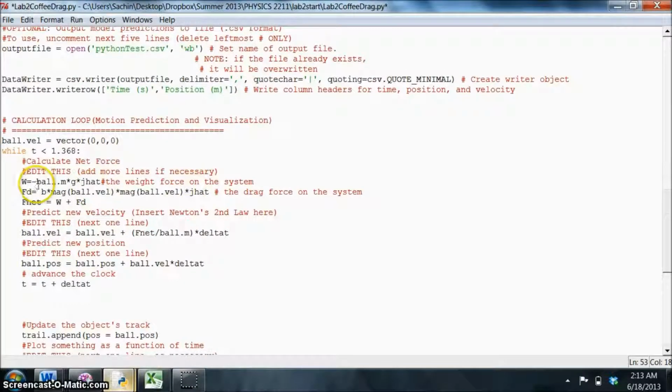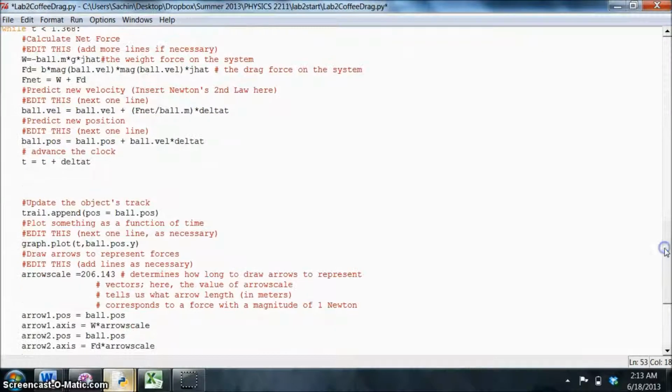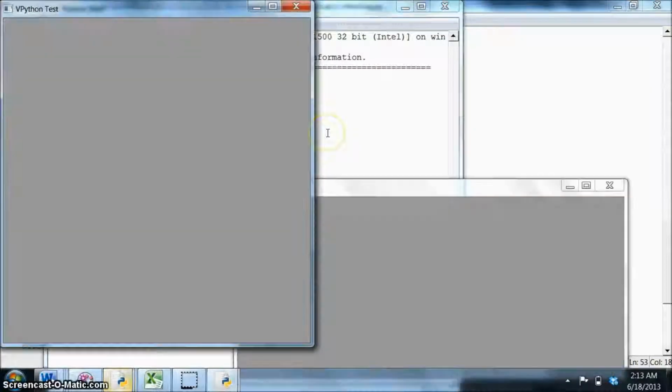So down here we have our weight force, which is the mass times g times j hat. We have the drag force, which is the magnitude squared, times j hat, the direction, times our drag coefficient. These two add up to be our net force. We have Newton's second law, just like we did last time. The net force is going to be non-zero this time. This equation is our position update and allows the code to predict the new position every time. We're going to use arrows to represent the drag force and the weight force in this experiment, and I did it the same way we were shown in the videos, with 2 meters divided by mg, and I got my arrow scale to be 206.143. I'll run my code and let you see how it looks.